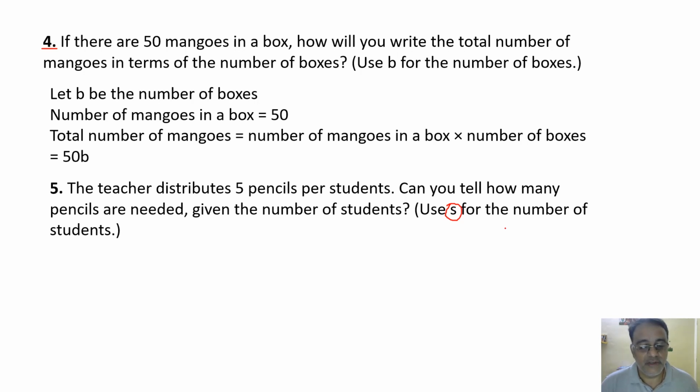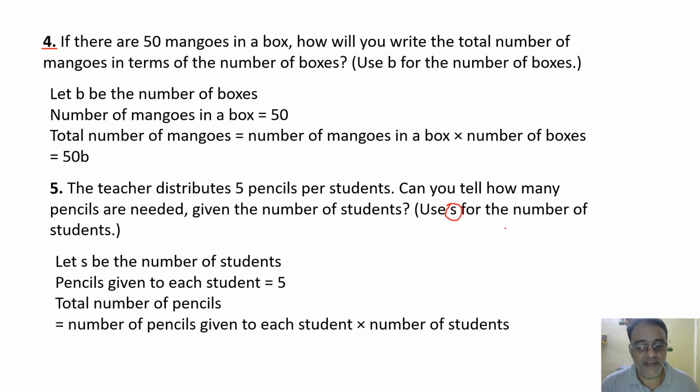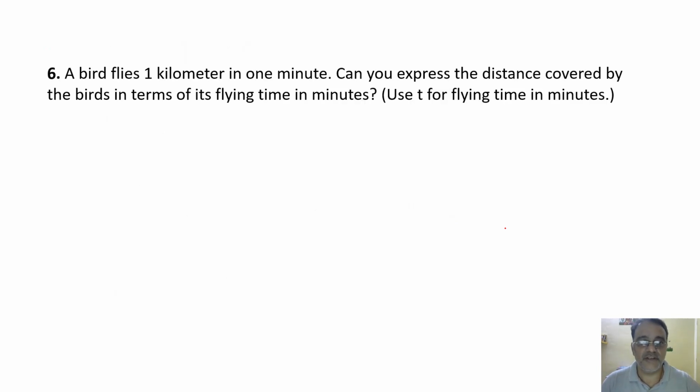ठीक है, तो यहाँ पर भी हम लोग we will start with the same step. Let s be the number of students and number of pencils given to one student is equal to 5. So total number of pencils will be number of pencils given to one student into number of students. So we are getting 5 into s, 5s. Right.